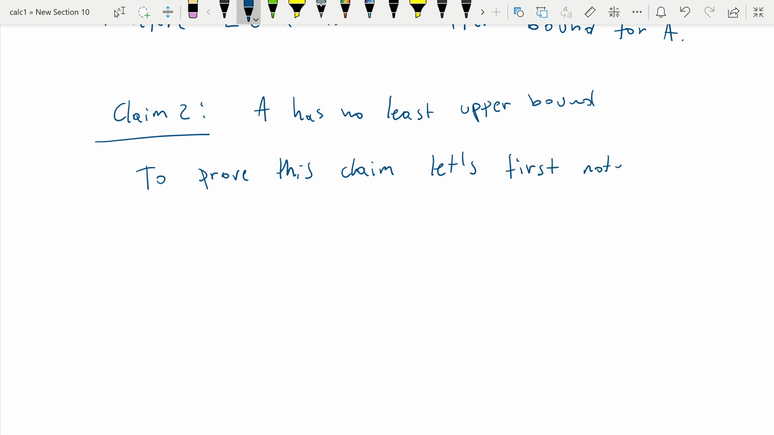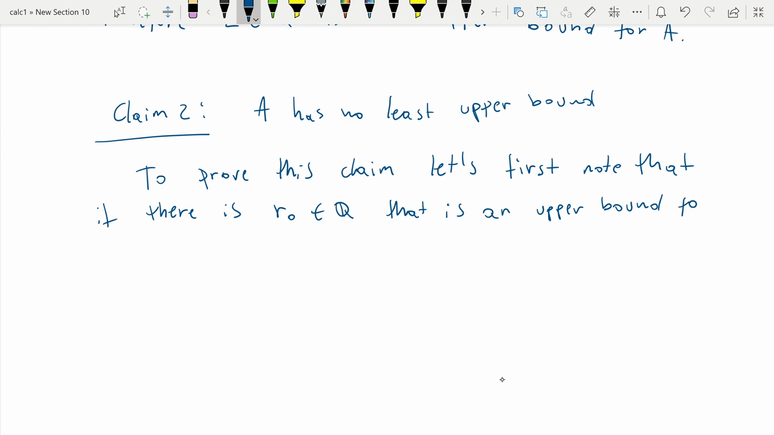first note that if there's a magic number r naught, or not, in Q that is an upper bound for A, then first of all r naught has to be greater than 0.